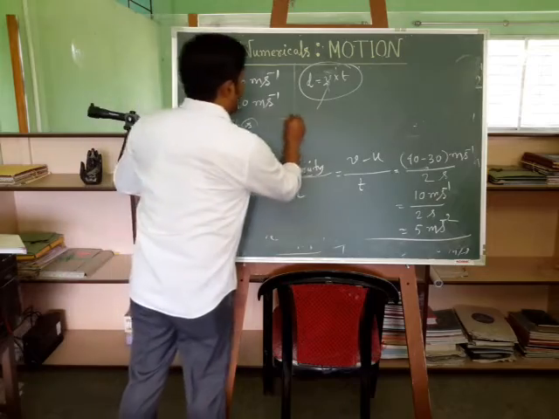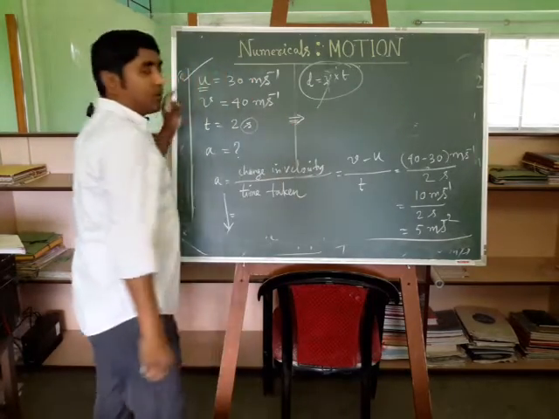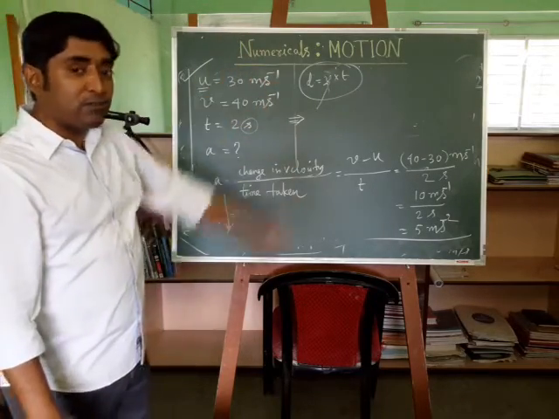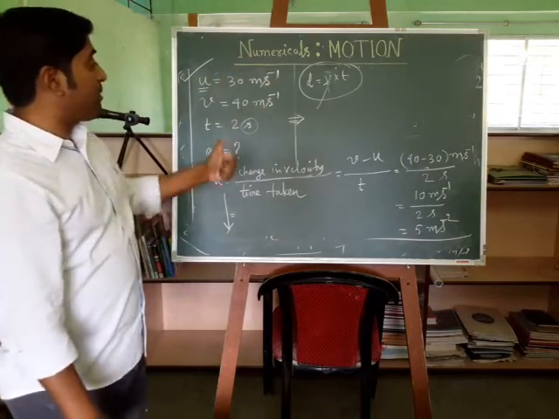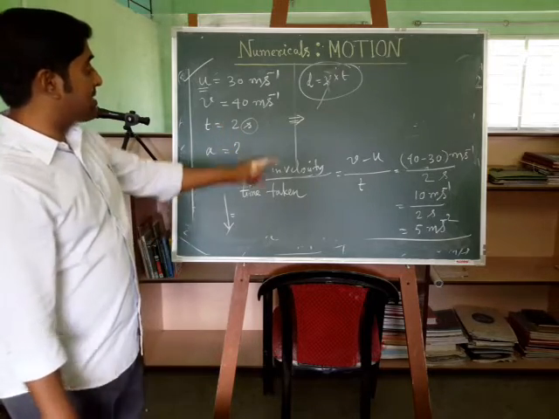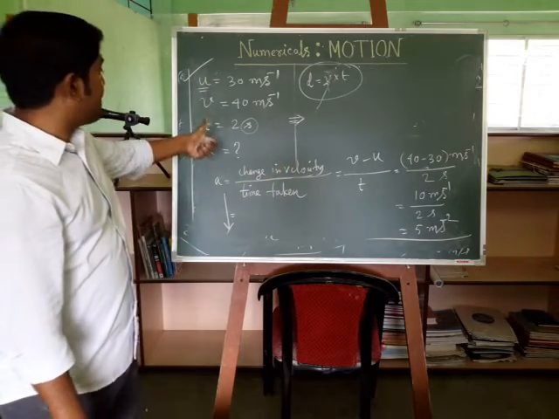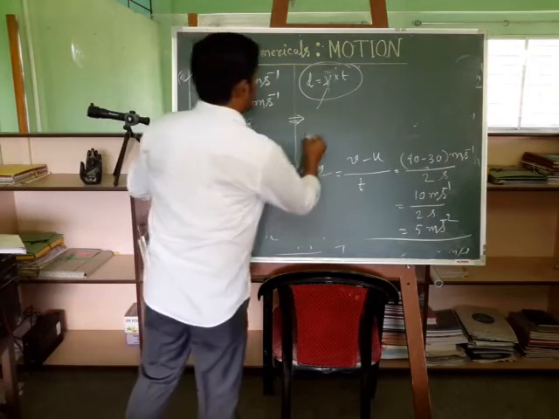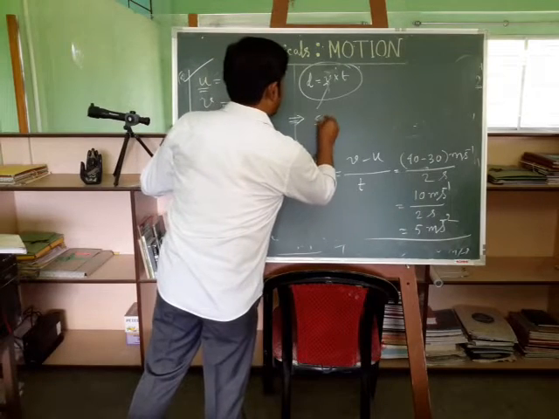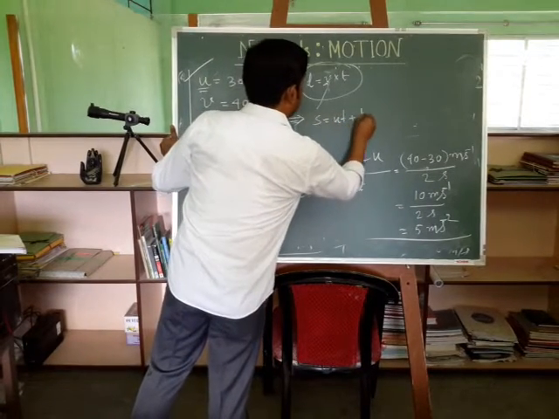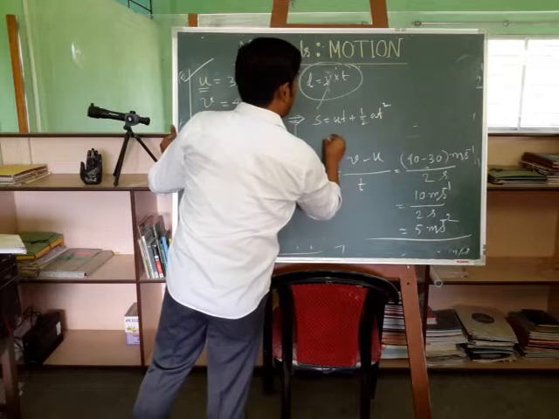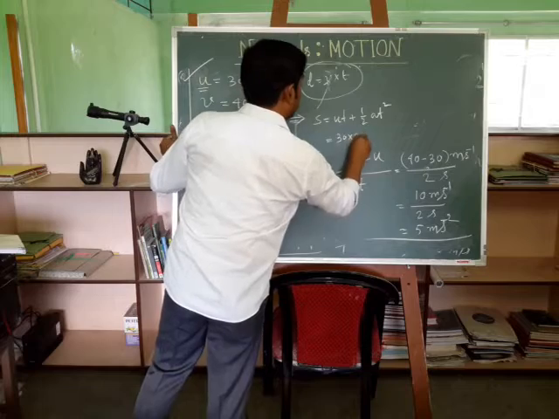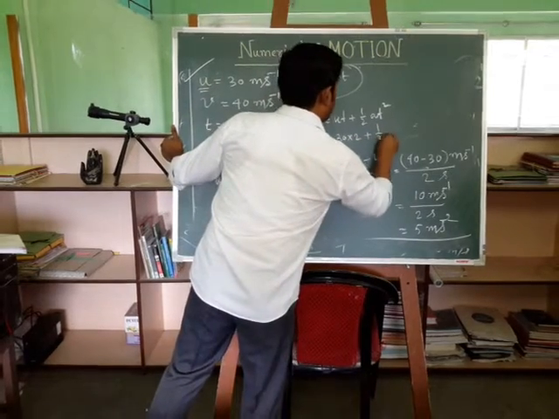So now you have to apply your concept of equations of motion. There are 3 equations of motion. Can you tell me which equation of motion you can use here? Acceleration known to you right now, time known to you right now, initial velocity known to you right now. Suppose you use the second equation of motion. S is equal to ut plus half a t square. What is u? U is 30 meter per second SI unit. T is 2 seconds plus half.